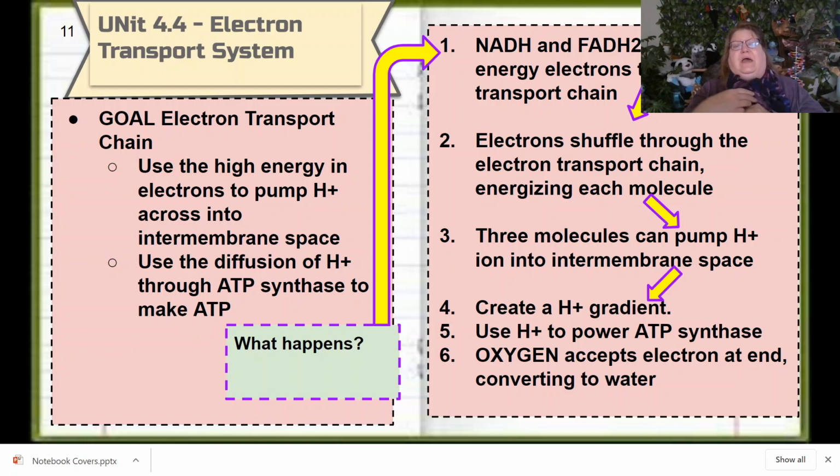And now we're back to familiar territory. Hydrogen ions power the ATP synthase. The only thing we need to talk about is what happens to the electrons when they're done.